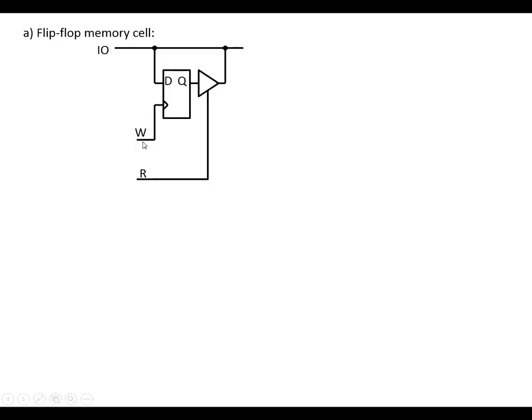We've got a write signal, W, going into the clock here, so when this rises, D gets copied into Q, and R is the read signal, so when R goes high, Q is connected to the data line. When that's low, Q is disconnected from the data line.